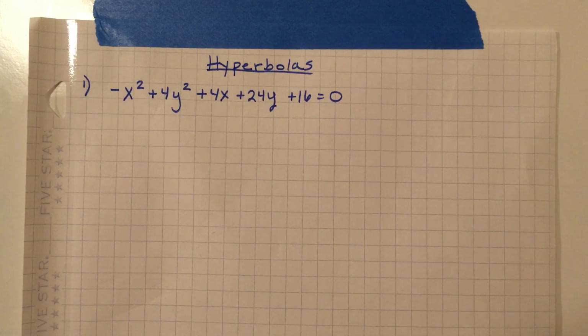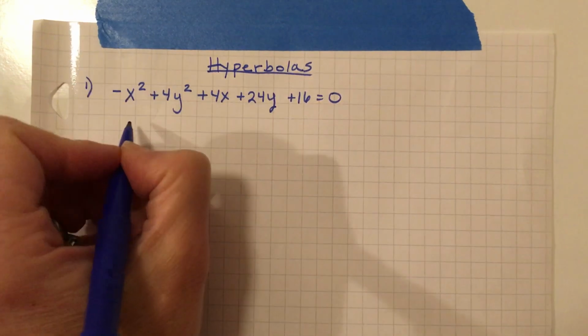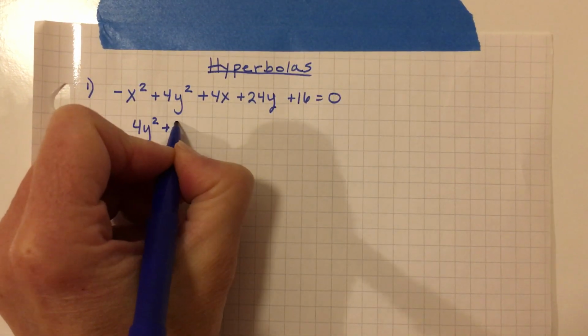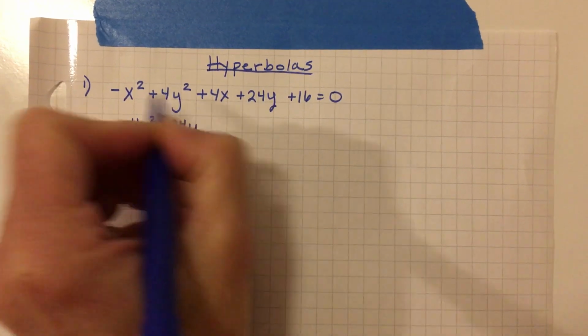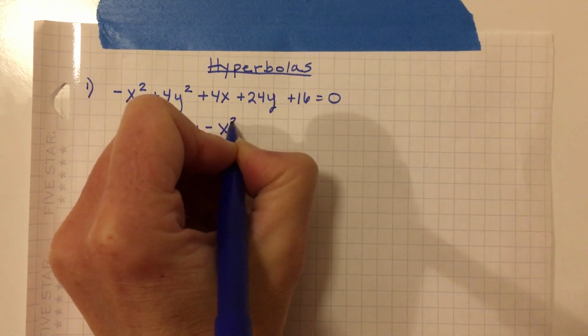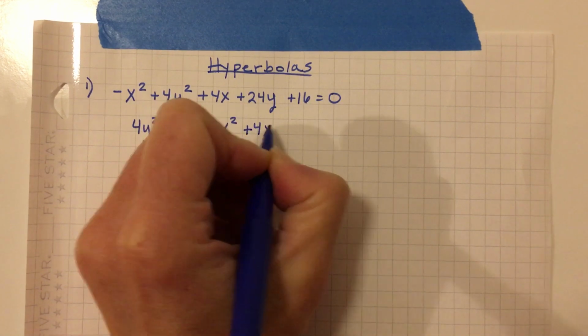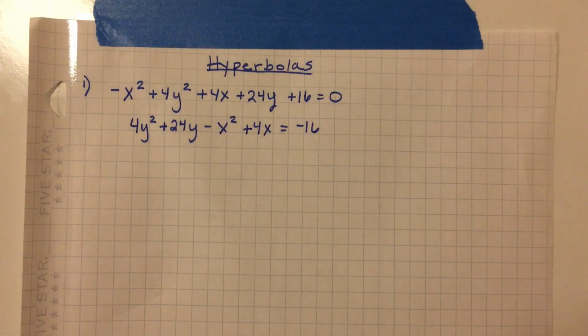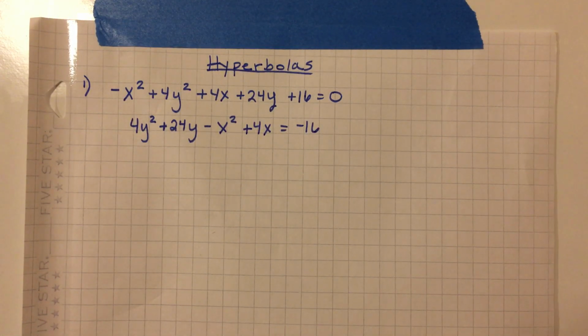Okay, so when you reorganize your terms, you always want to put the positive term first. So in an ellipse, we put the x first, then the y equals 1. Now you want to put the positive term first. So 4y squared is your positive squared term, so that goes first. Then you put the next y term, which is 24y. Then you put your negative squared term. Then you put your regular x. And then I'm going to go ahead and just put that 16 on the other side. Okay, all right. Now you have to complete the square.